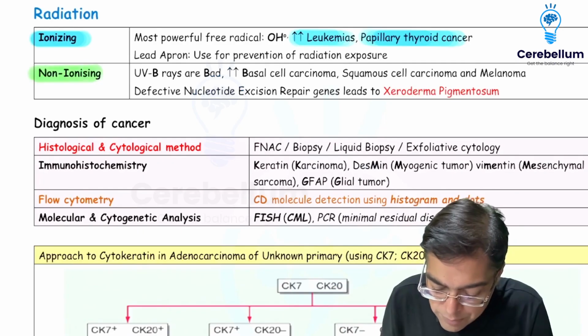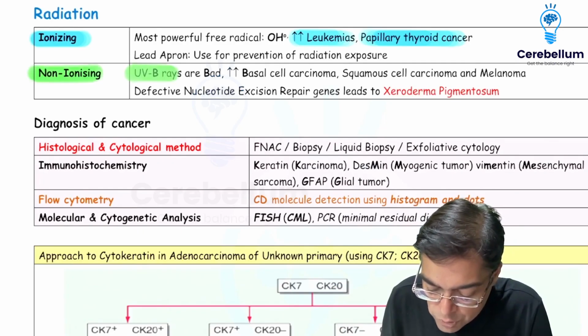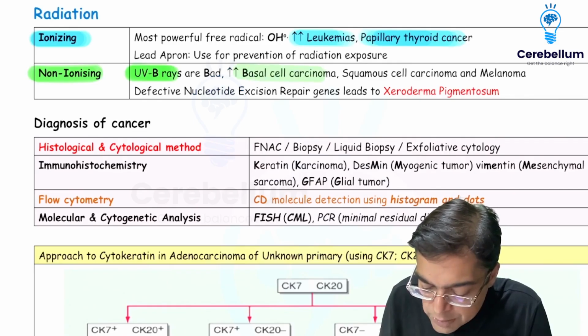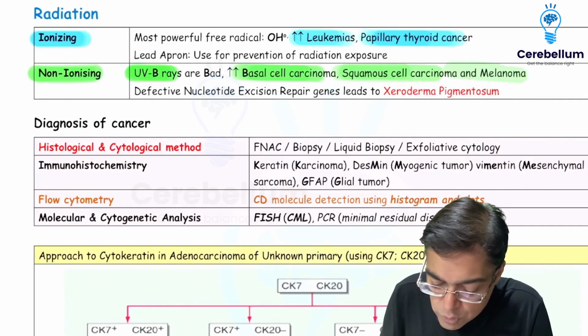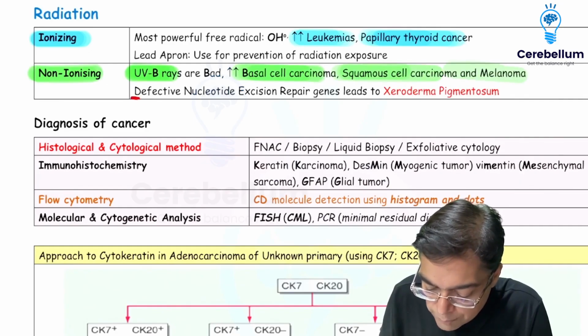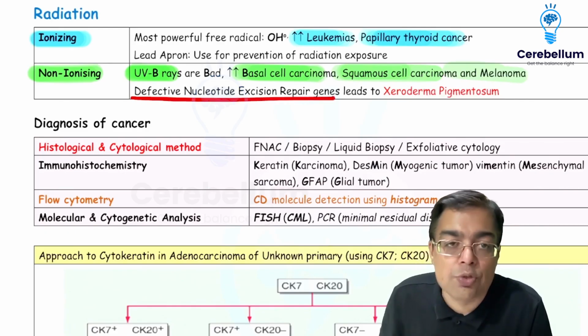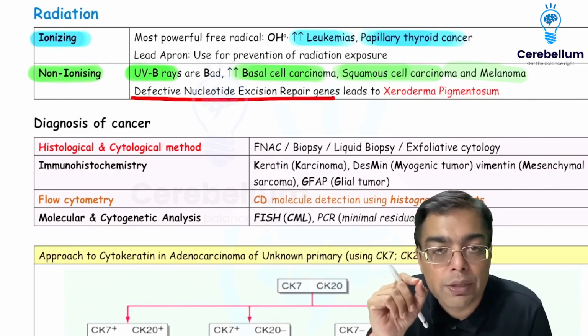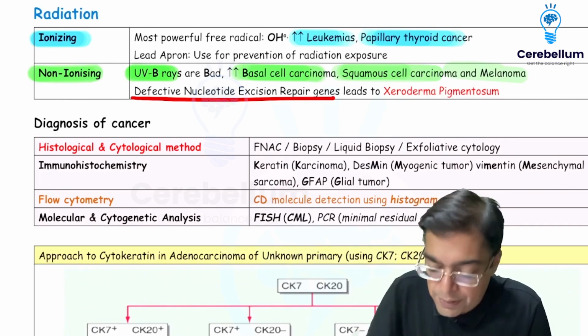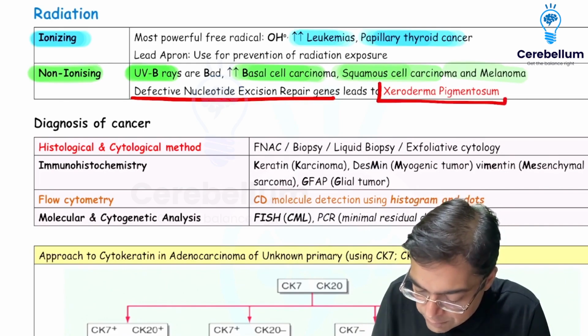Non-ionizing radiation is not absolutely safe, especially when we are talking about exposure to something like UVB rays. They are going to be responsible for causing increased risk of development of skin cancers, and the risk becomes all the more when there is going to be a problem at the level of repair genes. So when there is a problem at the level of the nucleotide excision repair genes, patients are going to be having a condition that is given the name of xeroderma pigmentosum.